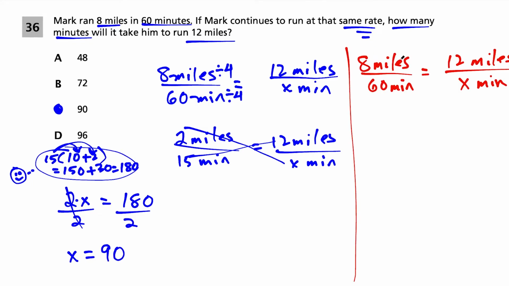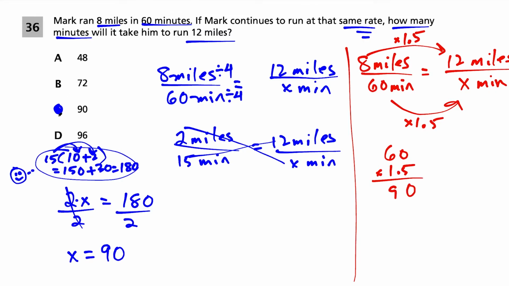Now, if your fraction game is really strong and you could see how to get from 8 to 12 by multiplication, if you could look at that and say, oh, I have to multiply by 1.5, then you could do this question much faster. You could say, well, then I have to multiply 60 by 1.5. And if you do 60 times 1.5 on the side, that's going to give you 90, which is going to also give you choice C. So this method is definitely faster, but you have to be able to do decimal math in your head.